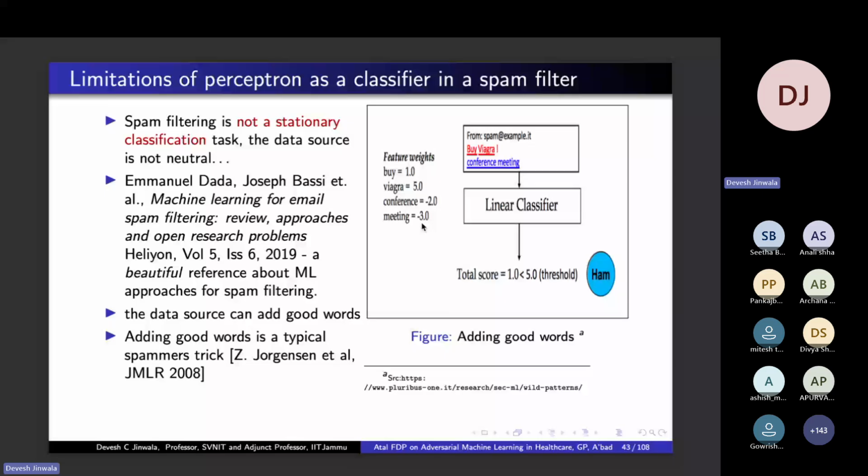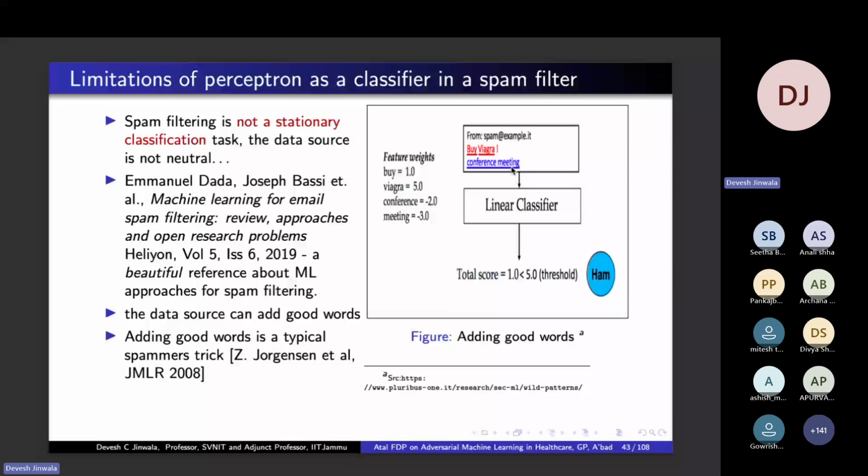But what is the result of this? Remember that linear classifier. Because a linear classifier would behave on a strict line or on a plane and try to summate the scores and see what is the overall score and compare it with a threshold. Here, if you try to do 1 plus 5, which is 6, minus 2, which is 4, minus 3, which is 1, I get the total score. Even though the mail contains the terms buy Viagra, the total score comes out to be 1 because of the benign terms introduced by the adversary in the mail, conference and meeting.